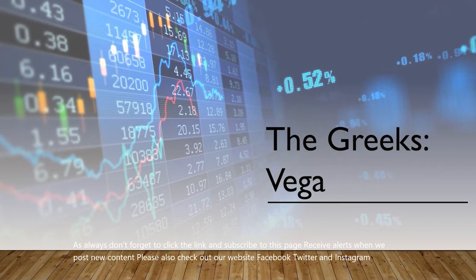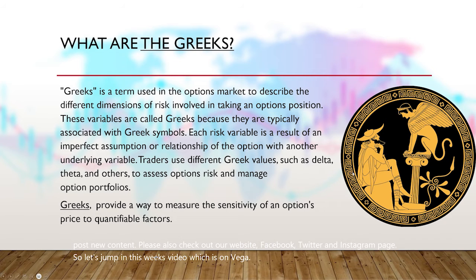So let's jump into this week's video, which is on Vega. Before we do that, let's go over a quick refresher on what are options. What are Greeks? Greeks is a term used in options to describe the different dimensions of risk involved in taking on option positions. These variables are called Greeks because they are typically associated with Greek symbols.